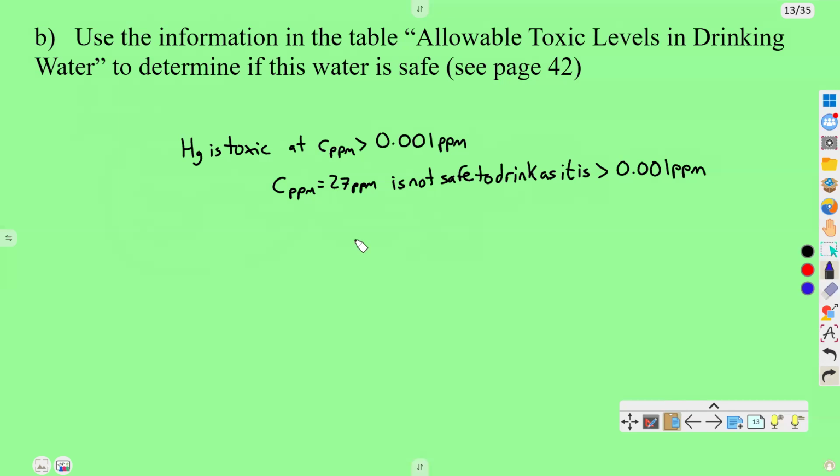You could also convert this into parts per billion. That would be 1 part per billion. So 0.001 parts per million is really dilute.